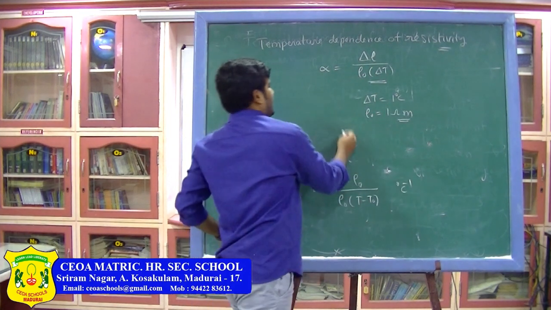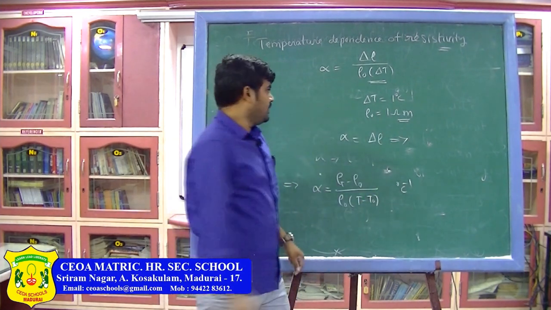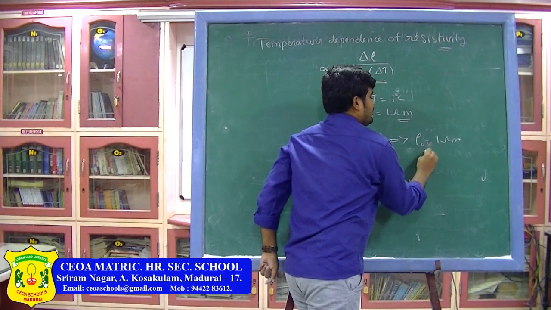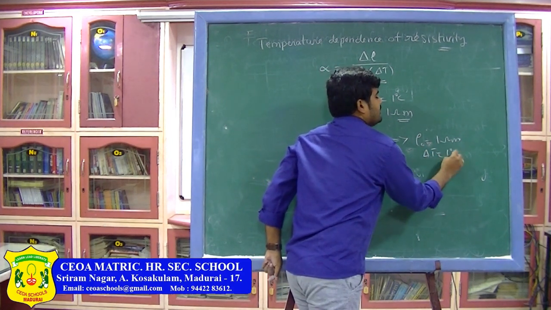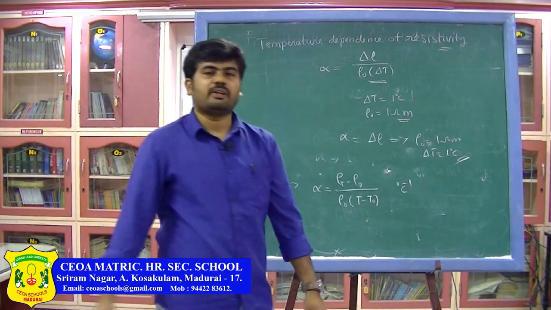So alpha is equal to delta rho, that is the change in resistivity for initial resistivity value 1 ohm meter and change in temperature 1 degree Celsius. That is the definition of temperature coefficient of resistivity.